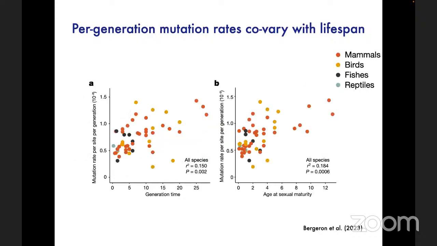This is a study from Lucy Bergeron. There's a bunch of different clades on here, but if you focus mostly on the mammals, you can see the orange dots, the age of sexual maturity or generation time, the average age at which these organisms have kids, is correlated with the mutations they leave to their offspring. So that's across species. Each dot here is essentially a trio from a different species.